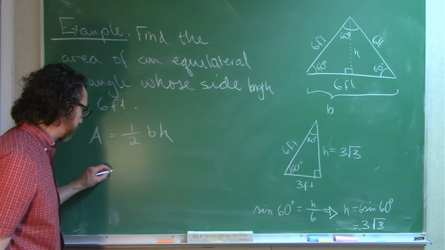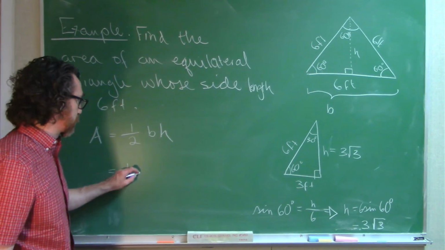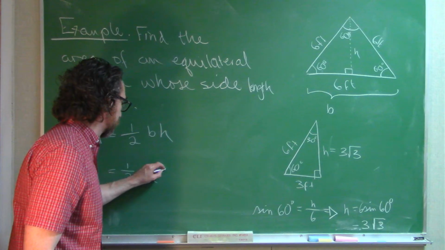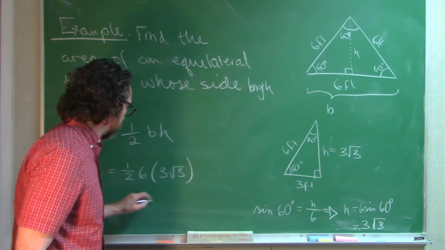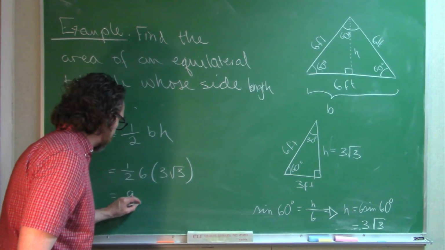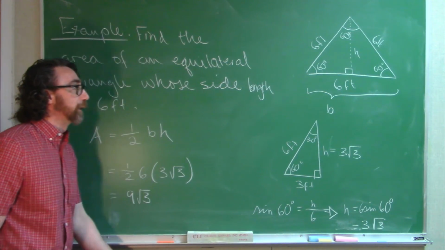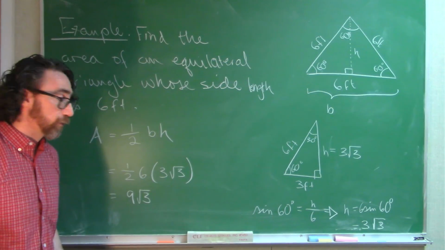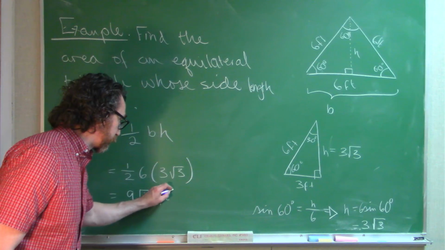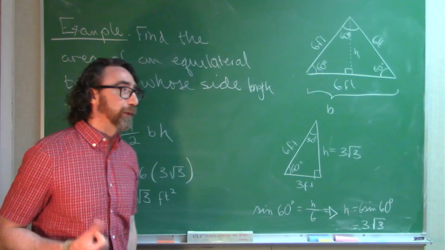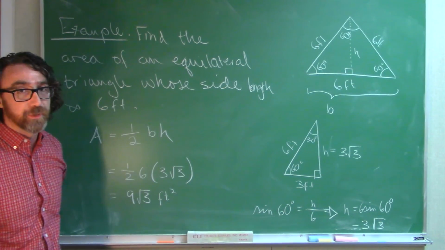So over here, 1/2 the base, which is 6, times the height. We just computed it's 3 radical 3. So 9 radical 3 square feet for the area of this triangle. Okay, so a neat little application of trigonometry to a geometry problem.